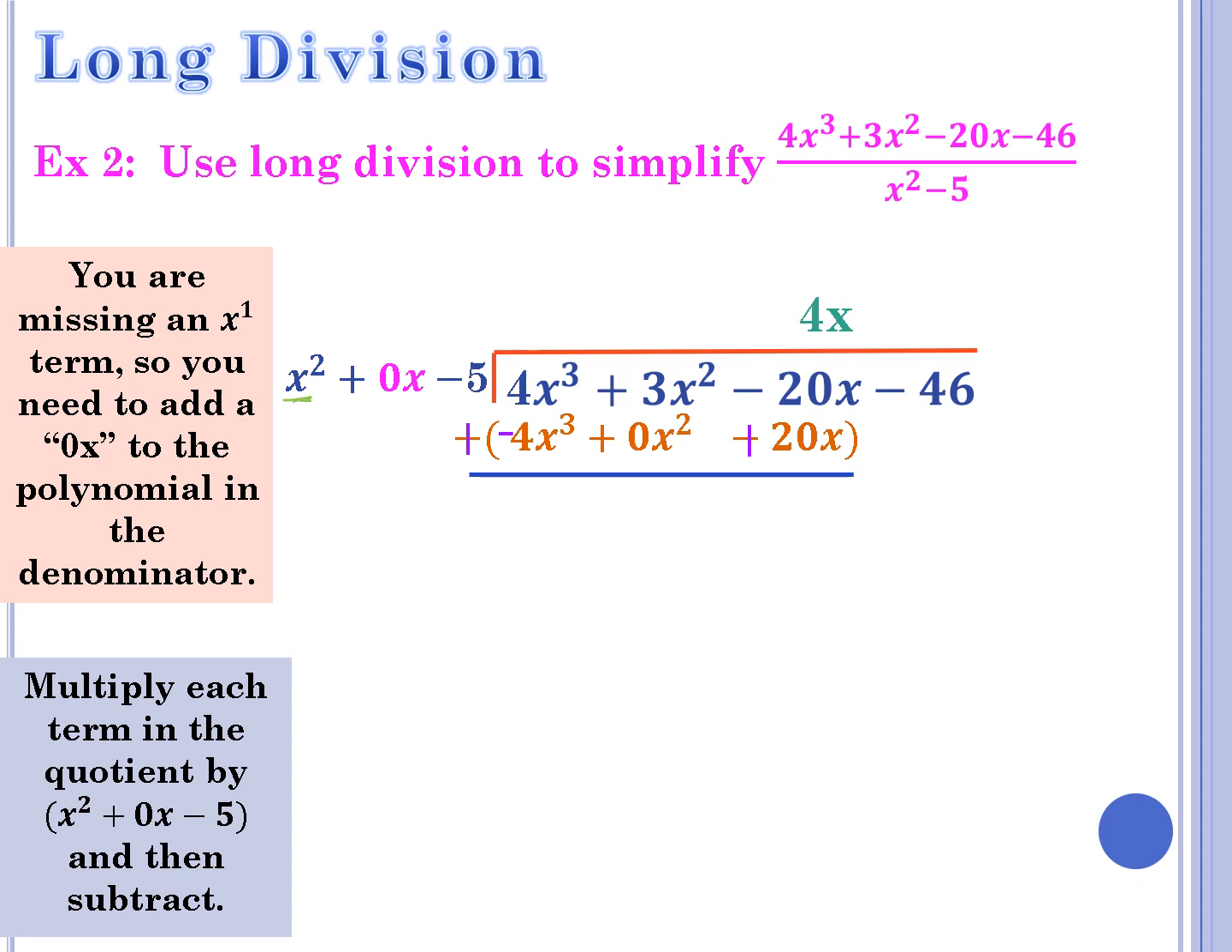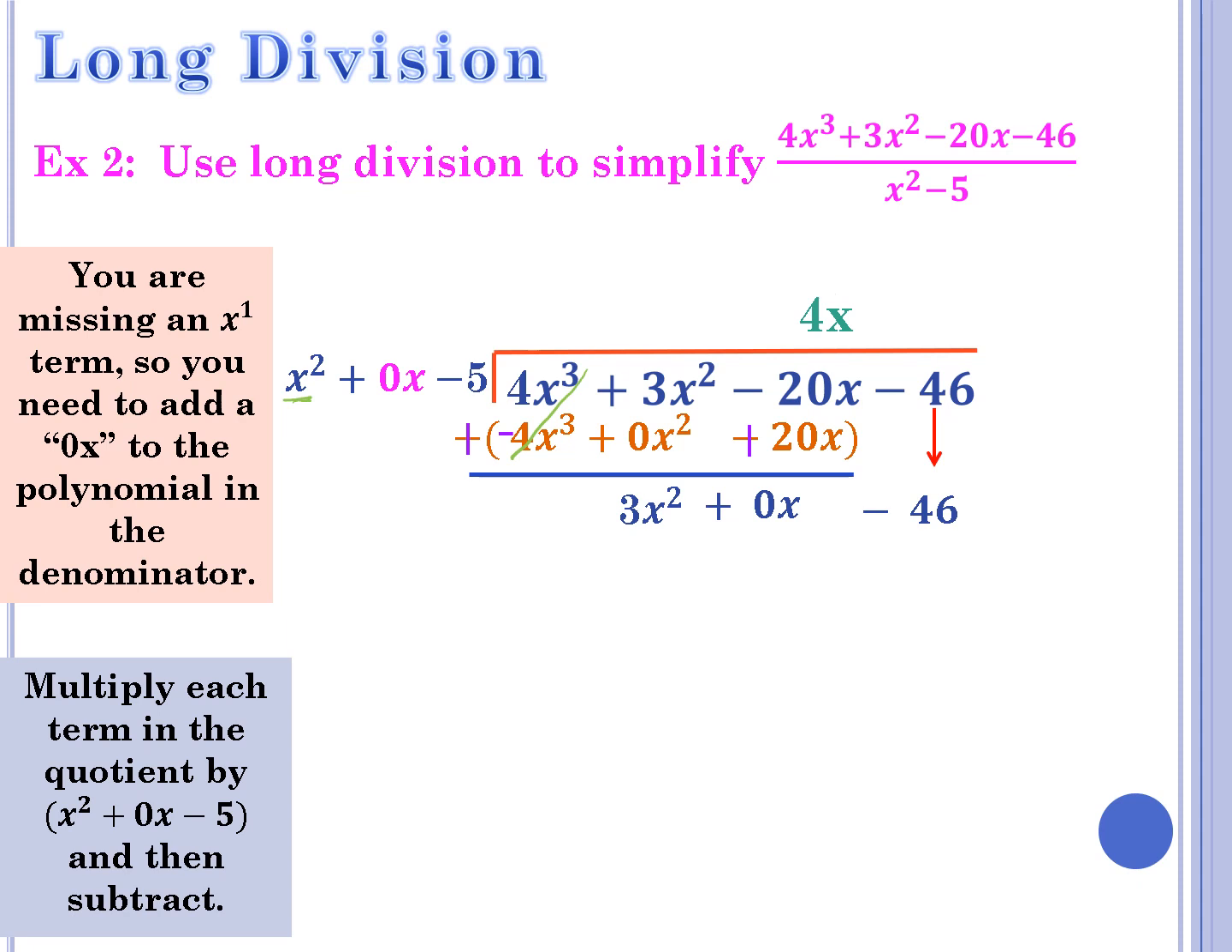So now you'll notice that the x cubes cancel, and I add down the column. 3x squared plus 0x squared is 3x squared. Now, negative 20x plus 20x is 0. And you're like, do I have to put that? You do. So now we bring down the 46. So we have minus 46.